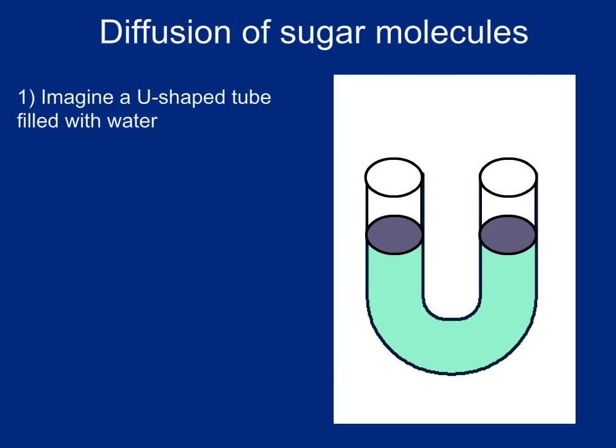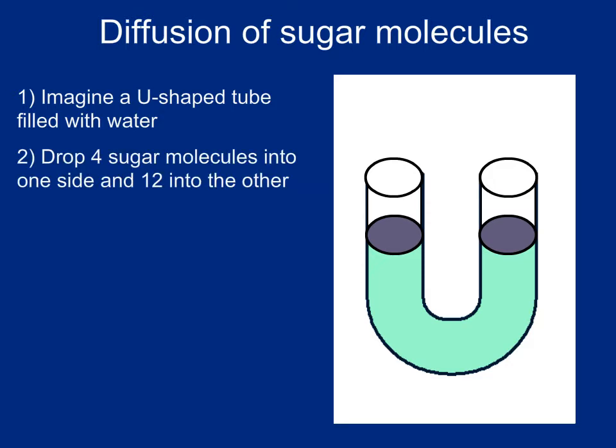We're now going to take a closer look at the process of diffusion by observing the diffusion of sugar molecules throughout a water solution in a U-shaped tube. So here we have our U-shaped glass tube, and imagine that it's filled with water. So water is going to be our solvent, and sugar molecules will be our solute. So we're going to start out by dropping 4 sugar molecules into the left-hand side of the tube, and 12 sugar molecules into the right-hand side of the tube.